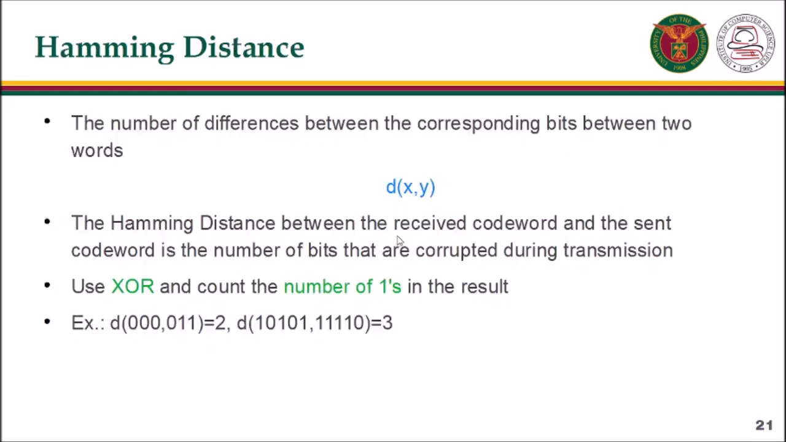The Hamming distance is the number of differences between the corresponding bits of two words, represented by d(x, y). The Hamming distance between the received code word and the sent code word is the number of bits that are corrupted during transmission. To get the Hamming distance, you use exclusive OR and count the number of ones in the result. For example, the Hamming distance between 000 and 011 is 2. The distance between 10101 and 11110 is 3.